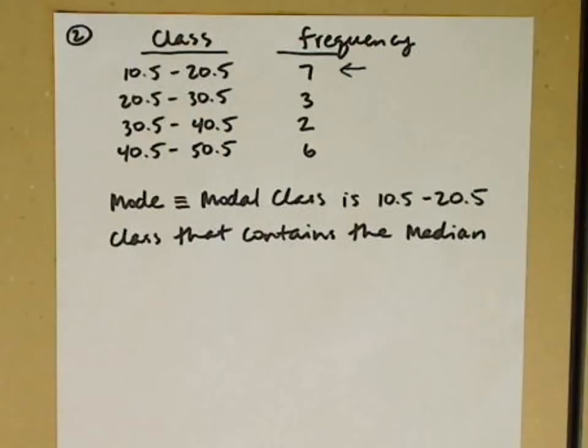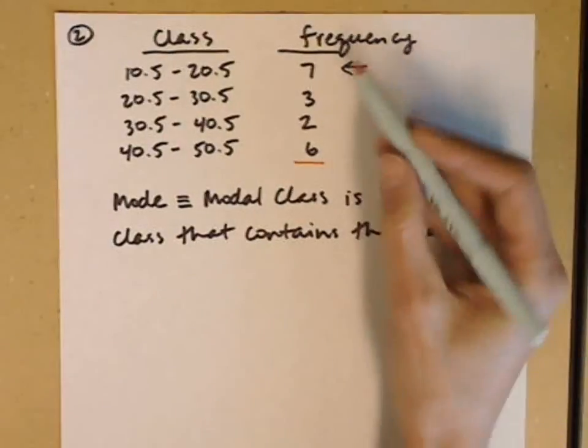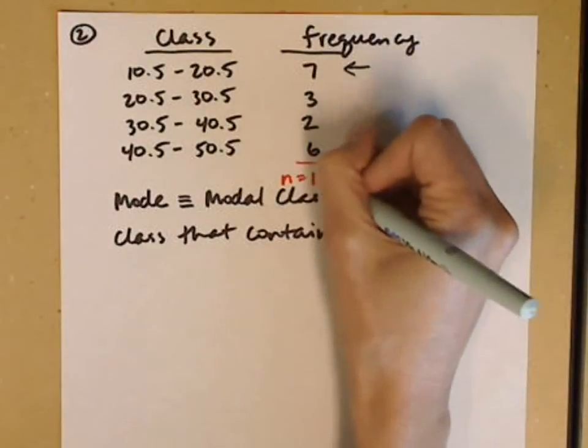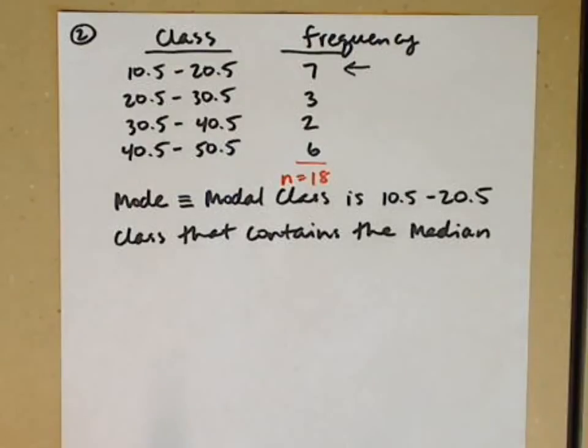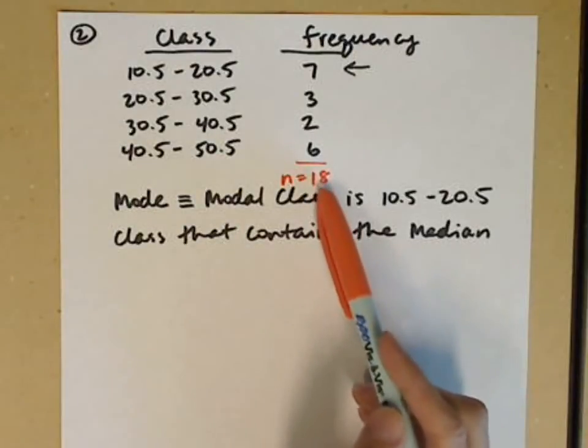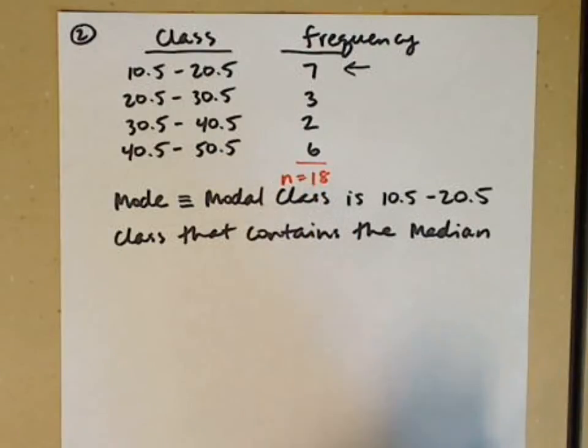So I'm going to take my data values, 7, 3, 2, and 6, and I'm going to add those up. So I've got 10 and then another 8. So n, the total number of data values, is 18. To find the median, I need to split this in half. This is an even number, just like we had in the last example.